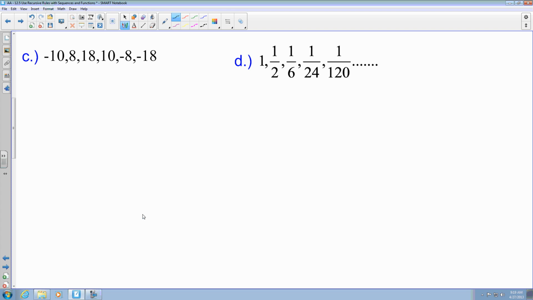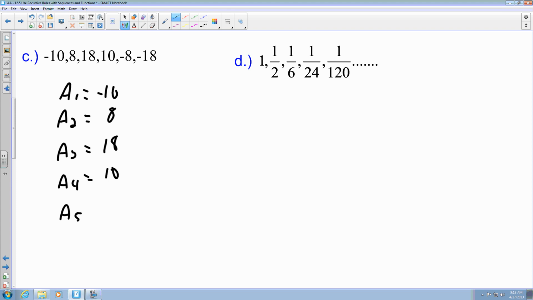The next two, I'll let you in on a secret, neither of them are geometric or arithmetic. So what we have to do is take a look and see what the pattern is. I'm going to say a sub 1, a sub 2, a sub 3, a sub 4, and a sub 5. So this is going to be negative 10. This is going to be 8. And this is going to be 18. And this is going to be 10. And this equals negative 8.